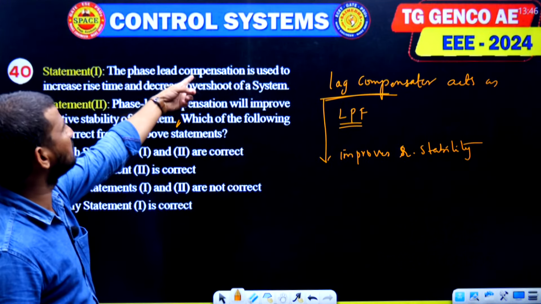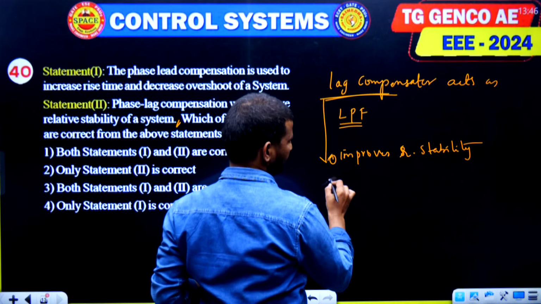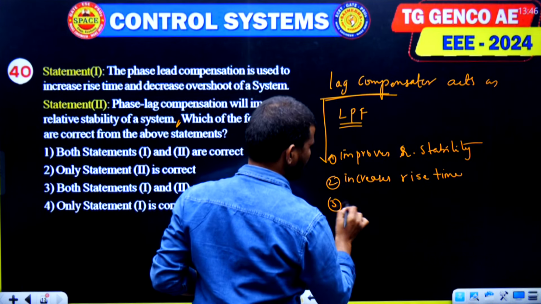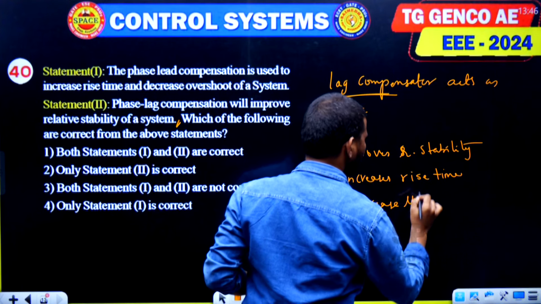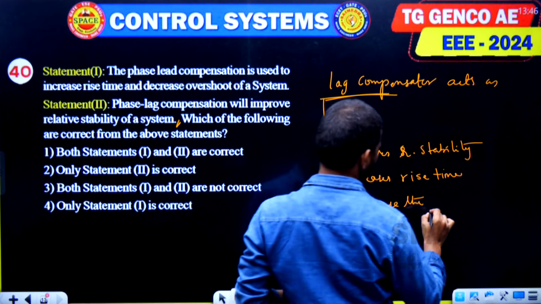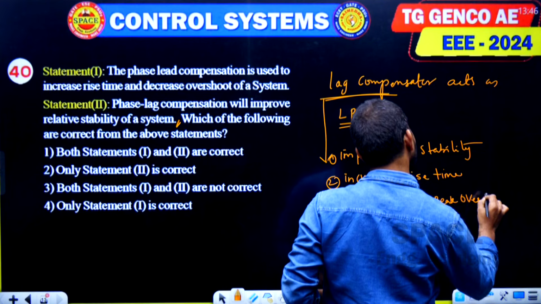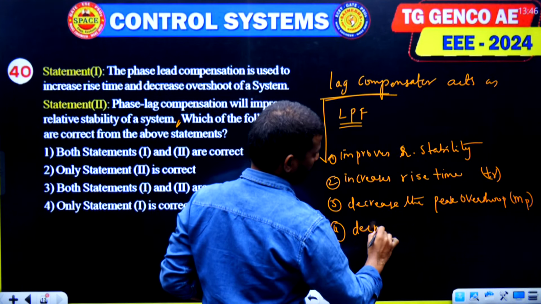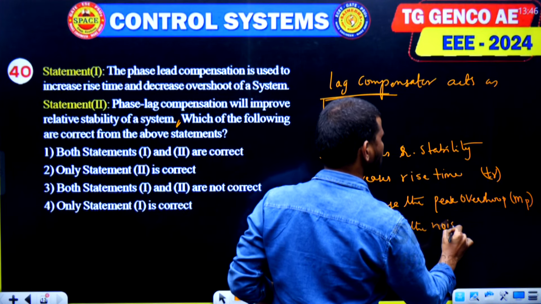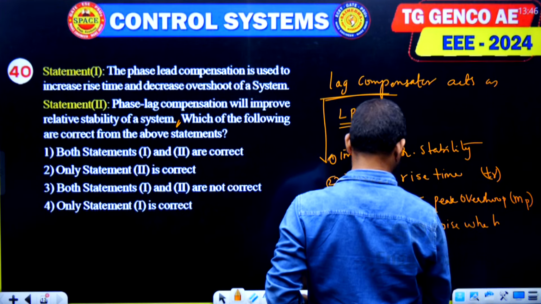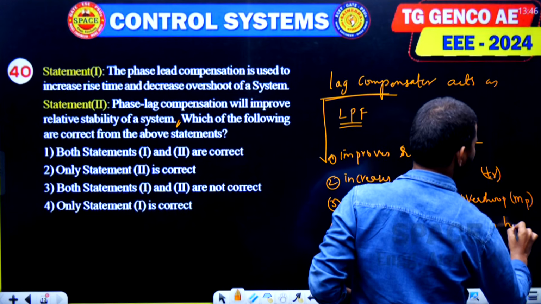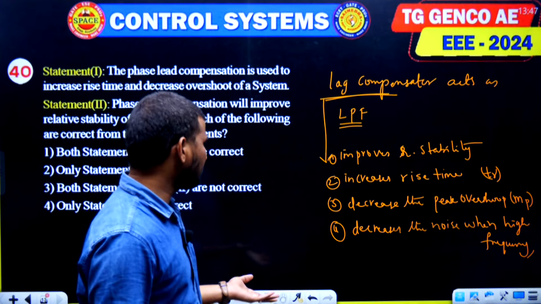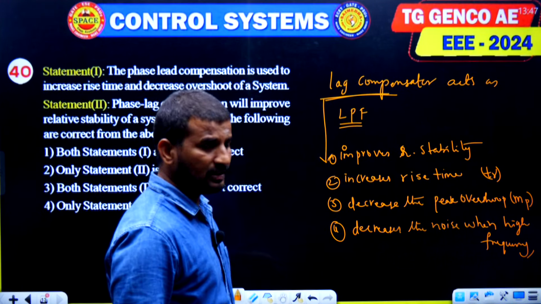These points were given for the lag compensator: it increases the rise time. The second point, it decreases the peak overshoot, and it decreases the noise when subjected to high frequency applications. These all are the advantages of the lag compensator, or how it is going to be used. These are the points with respect to the lag compensator. This acts as LPF and these are the points.